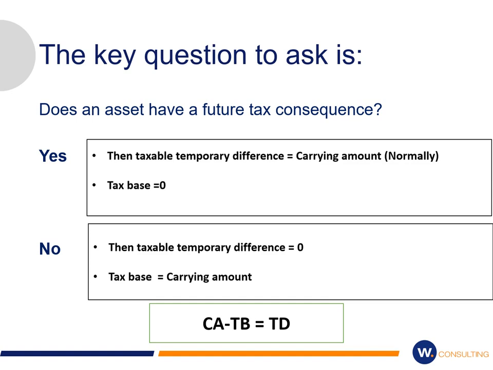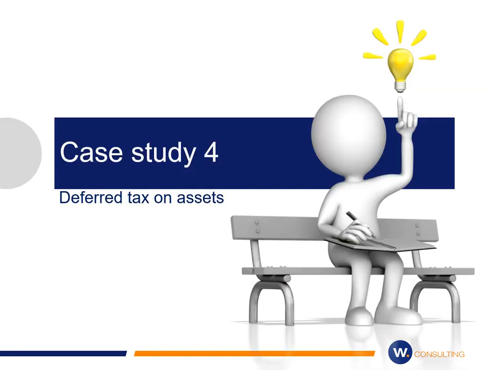So if, let's say, it's a receivable of some sort and the receivable has already been taxed, and therefore you have a trade receivable of 100,000, will it have any future tax consequences? No, it won't have any future tax consequences if we're saying that it's already been taxed. Therefore, our tax base is equal to a carrying amount that results in a 0 taxable temporary difference.